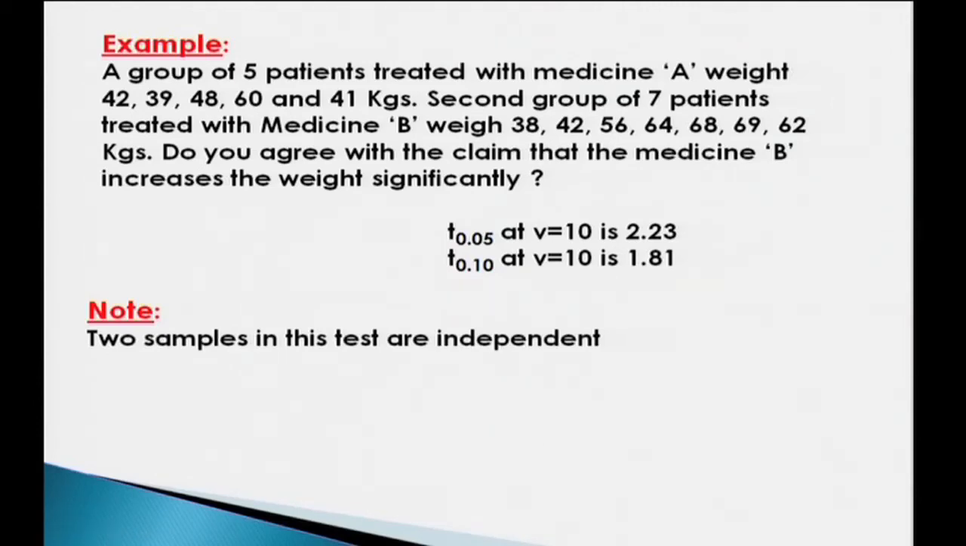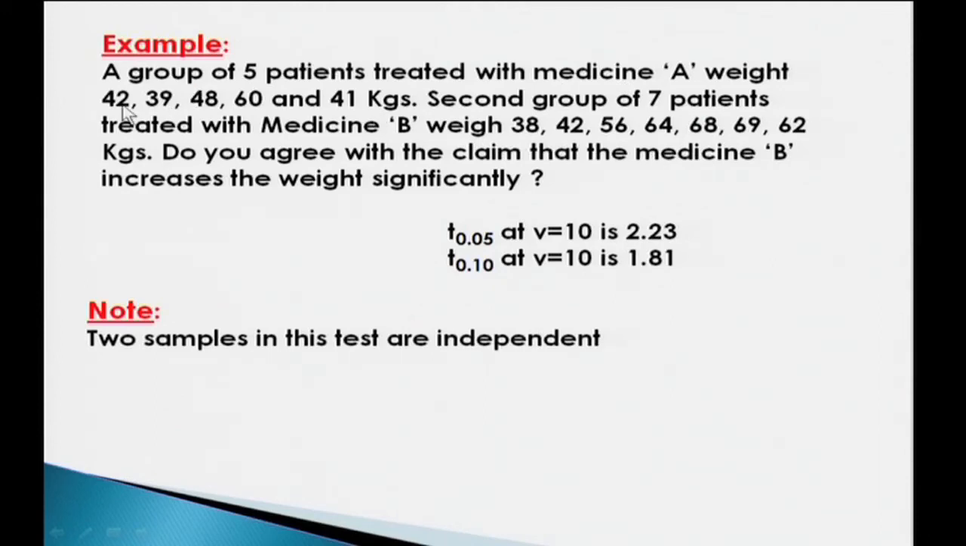Now, here the sample for medicine A is different from sample for medicine B. It is given the two samples in this test are independent. There can be a situation, suppose the 5 patients were given medicine A and also the same 5 patients were given medicine B at later stage.